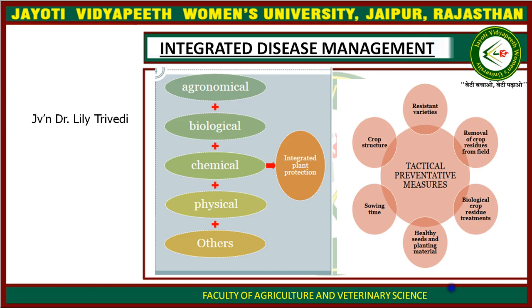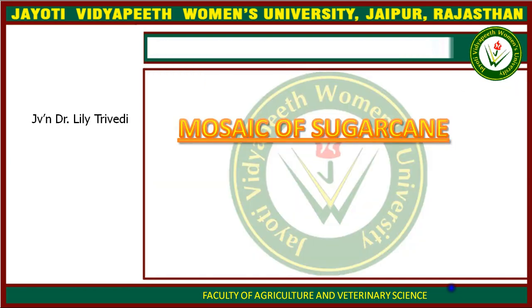In the integrated disease management, we consider together all the practices like agronomical, biological, chemical, physical and all others together. For the preventive measures, we can use resistant varieties, removal of crop residue from the field, biological crop residue treatment, healthy seeds and planting material, change in sowing time and crop structure.